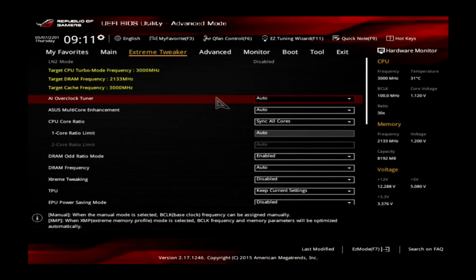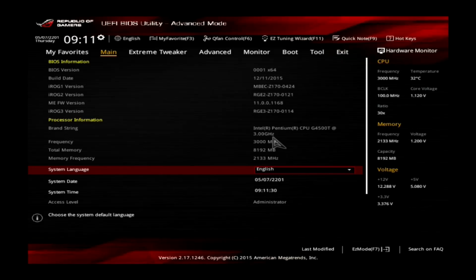Today we will take a look at how to overclock a non-K CPU on an ASUS Z170 motherboard. This is quite interesting because usually Intel only allows overclocking on K SKU CPUs. So now you can see that I'm using an Intel Pentium G4500T CPU, which is usually not meant for overclocking. So yeah, ASUS and other vendors found a way to unlock those CPUs by clocking the BCLK.